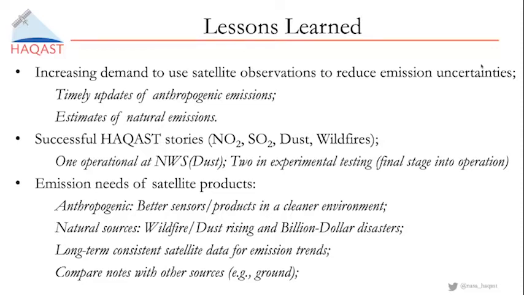And last, I want to share a few thoughts on what is going to be needed for future satellite applications. I think for the anthropogenic part, we're going to need better sensors, better products, because the environment is getting cleaner, and a satellite has to be sensitive enough to capture the smaller changes. And we are going to see more wildfires and dust, and you are going to see $1 billion disasters from wildfires. For example, the Camp Fire cost more than $15 billion in economic loss, and HAQAST, of course, is going to receive a lot of requests to provide information during this kind of crisis.